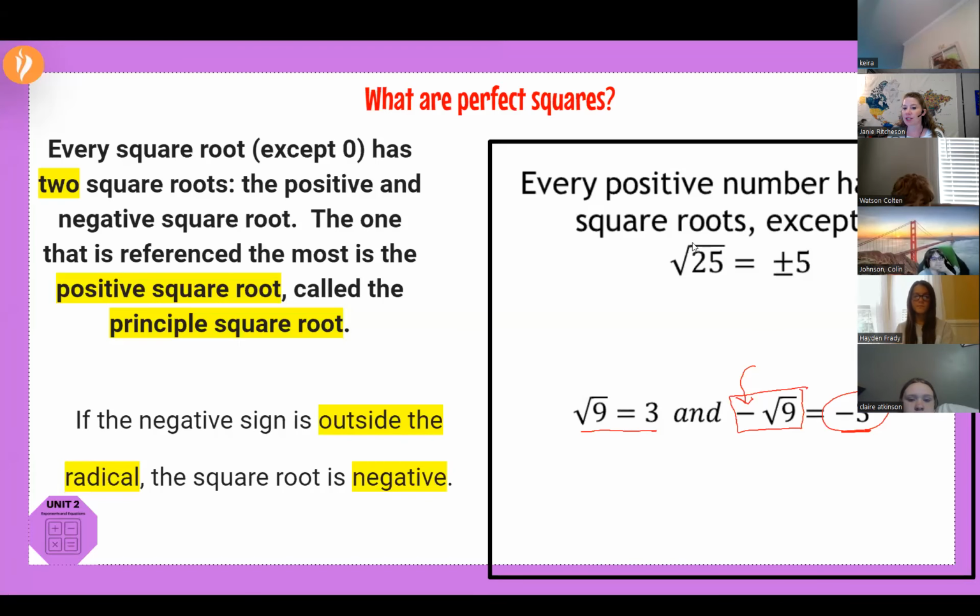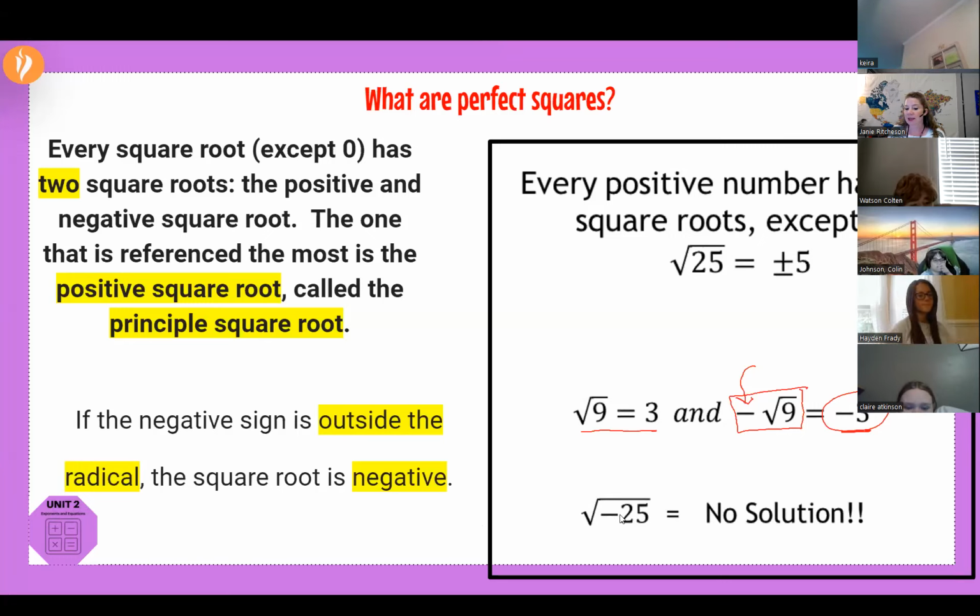So basically, I'm reminding everyone that all perfect squares technically have two square roots, positive and negative. But if the negative sign is outside the radical, your answer must always be negative. Okay, because it's basically asking what is the opposite of the square root of 9, and the answer is -3.